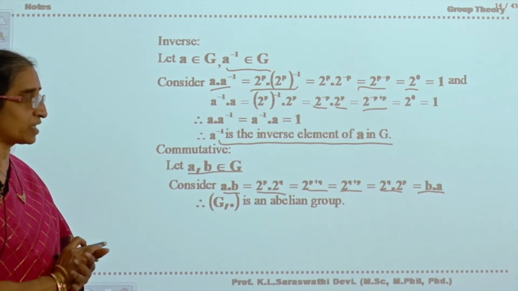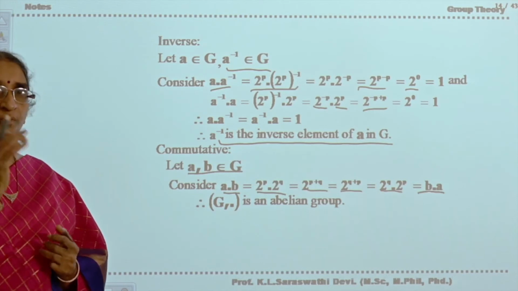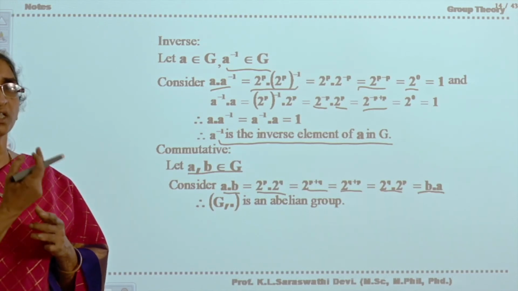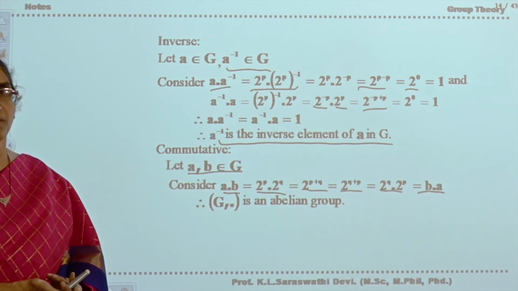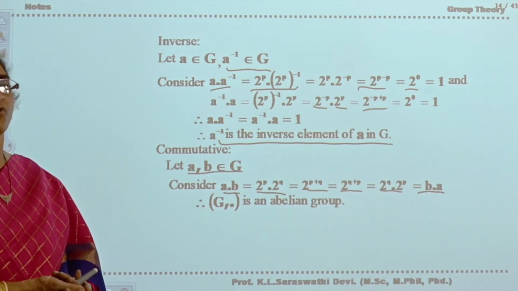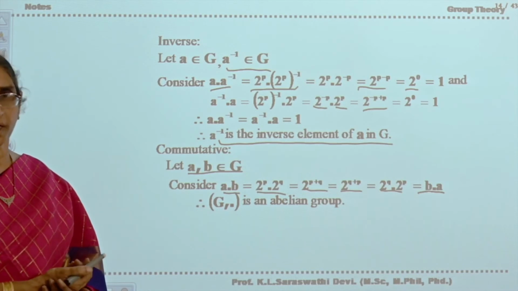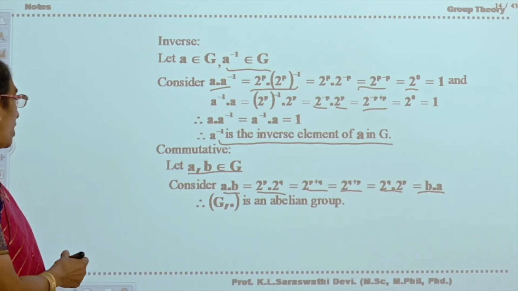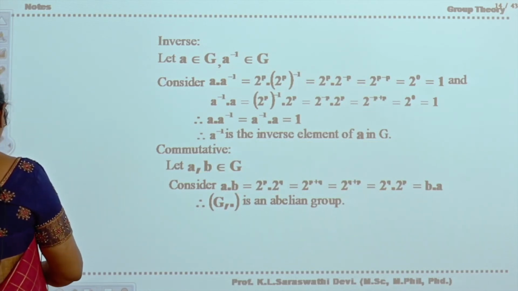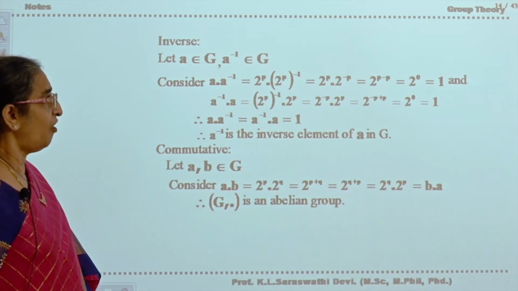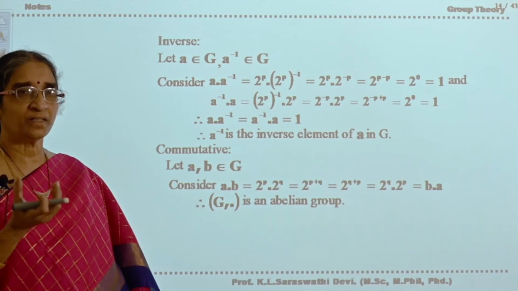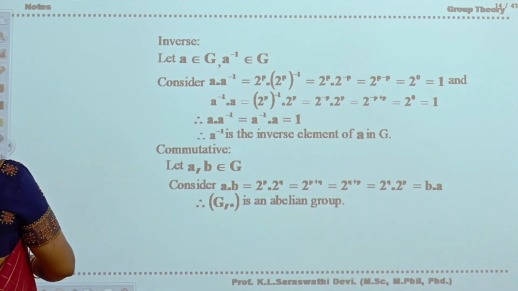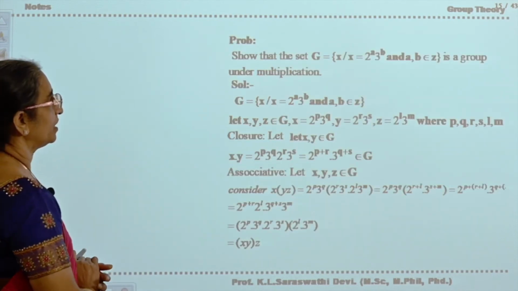The commutative property is satisfied. That means all the properties, closure, associativity, existence of identity, existence of inverse and commutativity, 5 properties are satisfied with respect to the defined operator dot. Therefore, this will form a group. Okay. Now, see, all these problems we will prove in a similar way, but the operator is changing, that you have to find out.